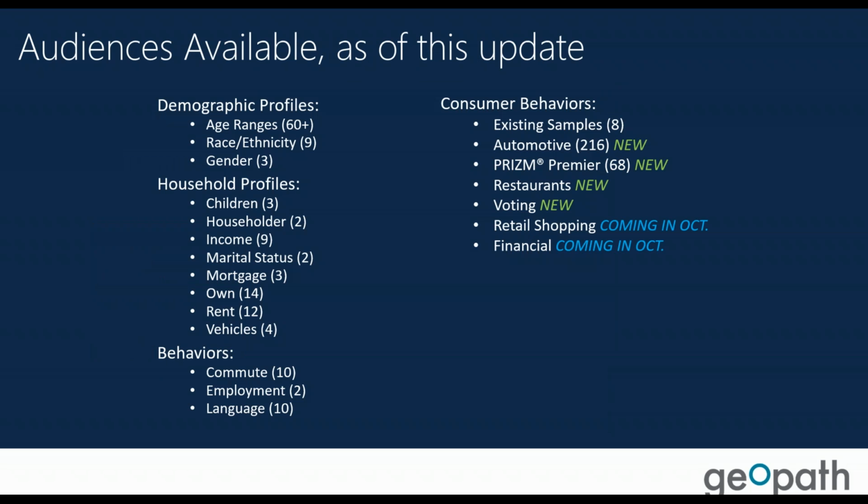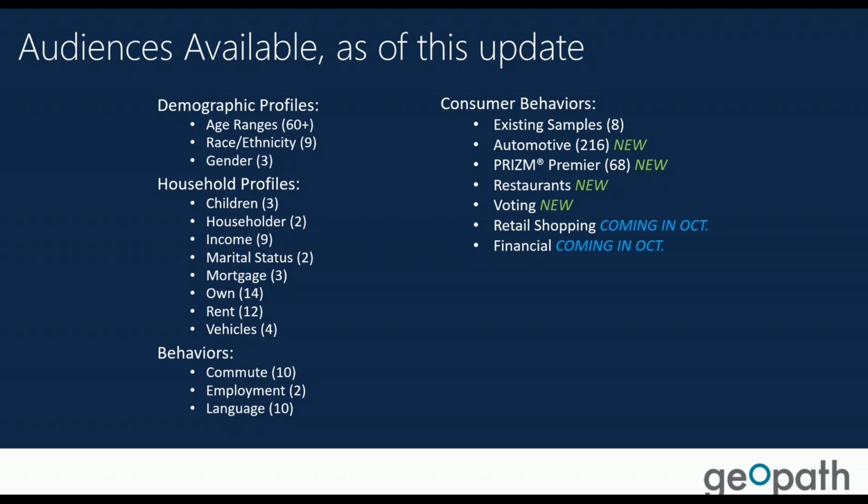And so here is a nice overview, at a categorical level, of all of the different audiences that are available as of today in the tool itself. You can see demographic profiles, broken down into different age ranges, ethnicities, genders, et cetera, as well as household profiles. So presence of children in the home, who's the head of the household, marital status, mortgage level, and then other behaviors, so commute patterns, languages spoken in the home, a lot of different things there.